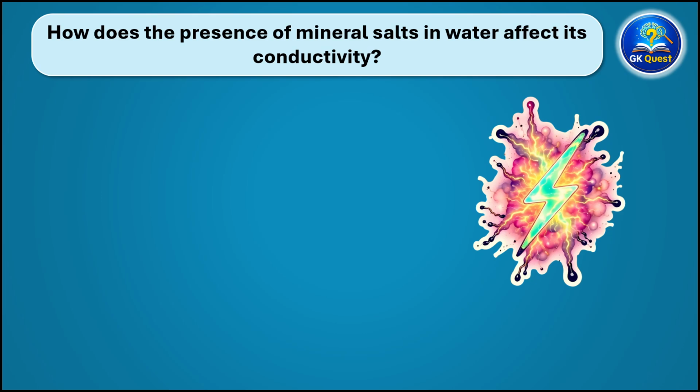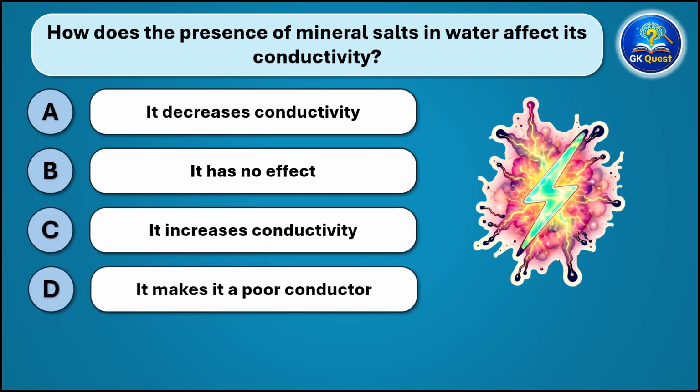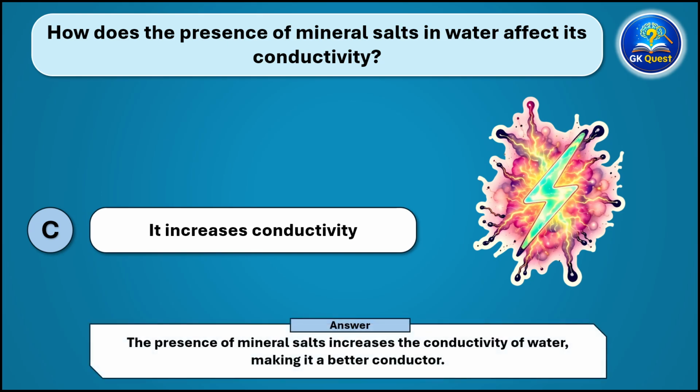How does the presence of mineral salts in water affect its conductivity? And the correct answer is the presence of mineral salts increases the conductivity of water, making it a better conductor.